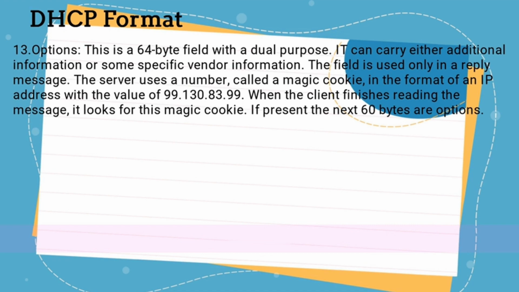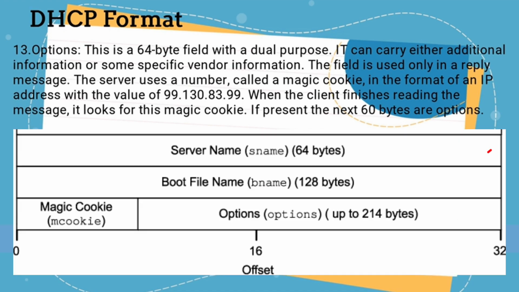Options. This is a 64-byte field with a dual purpose. It can carry either additional information or specific vendor information. The field is used only in a reply message. The server uses a number called a magic cookie, in the format of an IP address, with a value of 99.130.83.99. When the client finishes reading the message, it looks for the magic cookie. If present, the next 60 bytes are options.